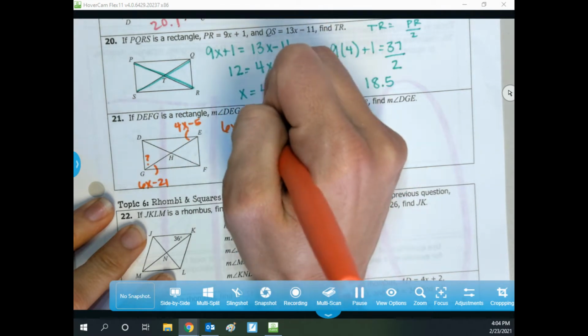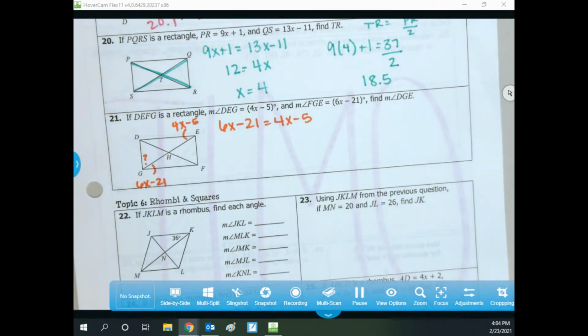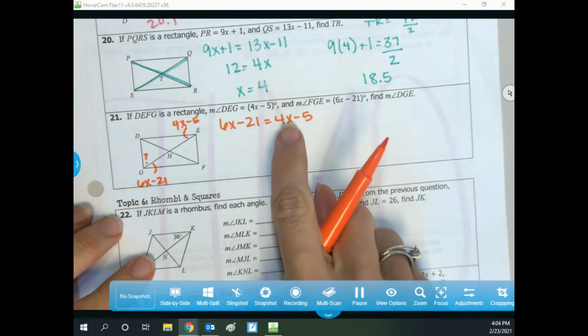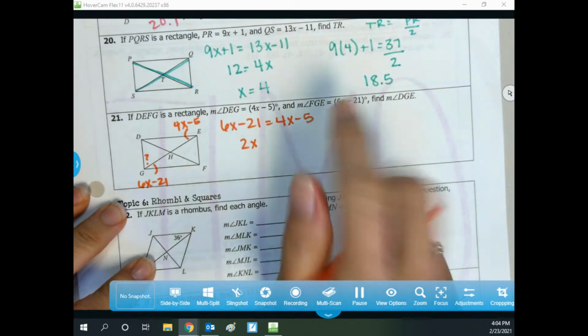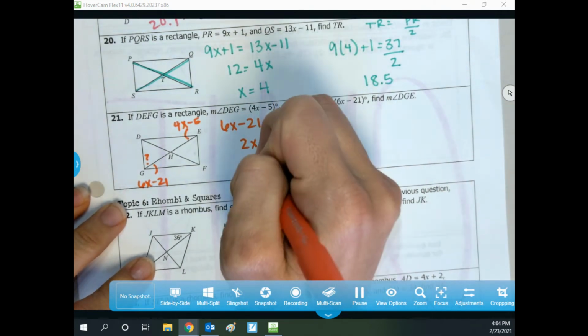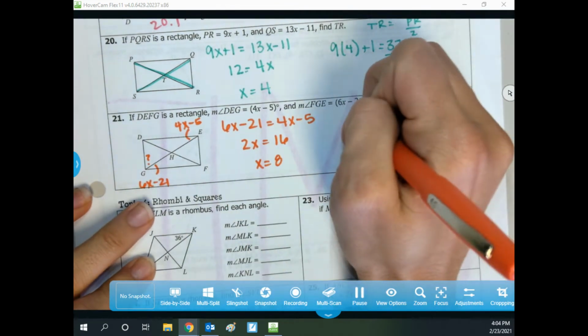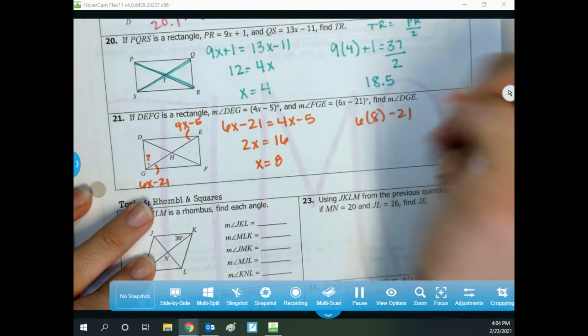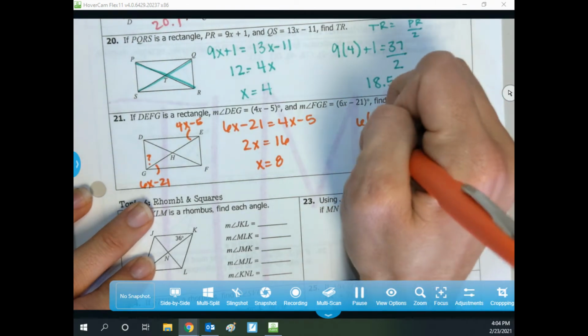All right, so what we should have done is 6x minus 21 equals 4x minus 5, because those two pieces are equal to each other. Subtract 4x from both sides and you get 2x. Add 21 to both sides and you get 16. Divide by 2 and x is equal to 8. Plug that back in here. 6 times 8 minus 21. 6 times 8 is 48, minus 21 is 27.